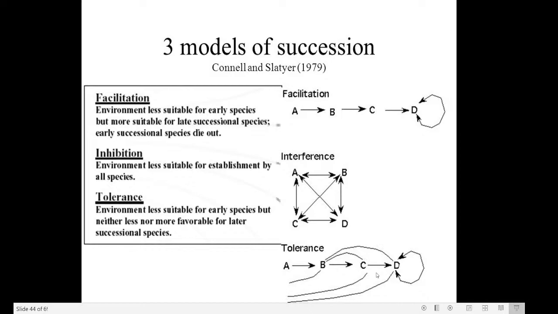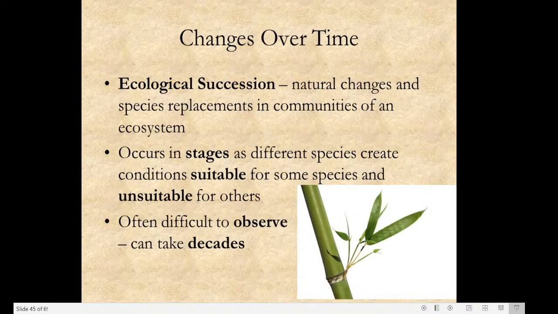In any earlier stage, species can produce either less favorable conditions for later species. This is tolerance. A means A produces A, B, C, D, all these organisms. This is a kind of thing. And change over time in the ecological succession rate, we have different time-dependent stages, which are suitable for many species and sometimes unsuitable for other species.